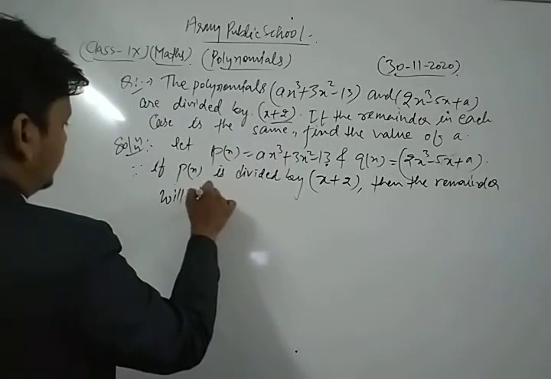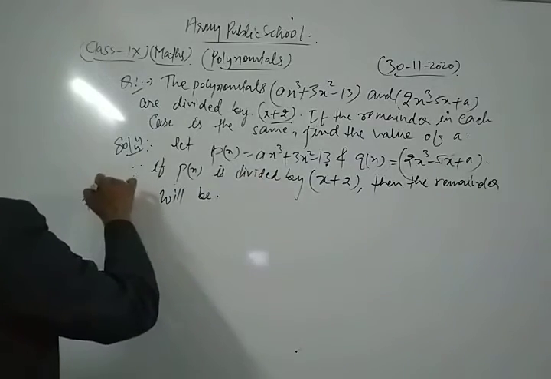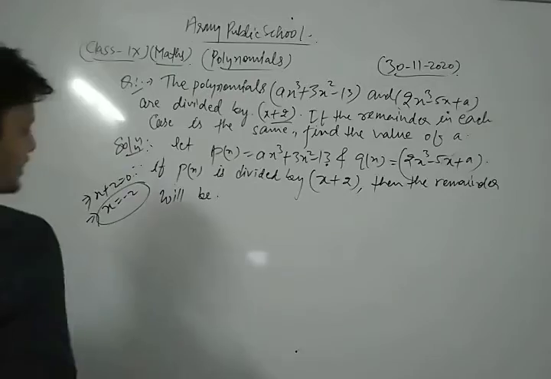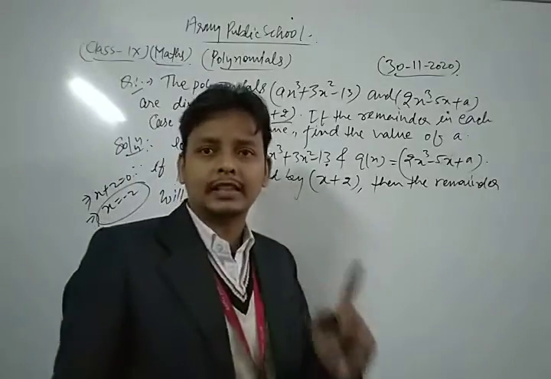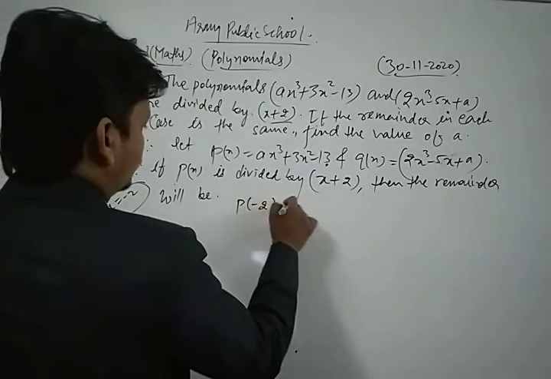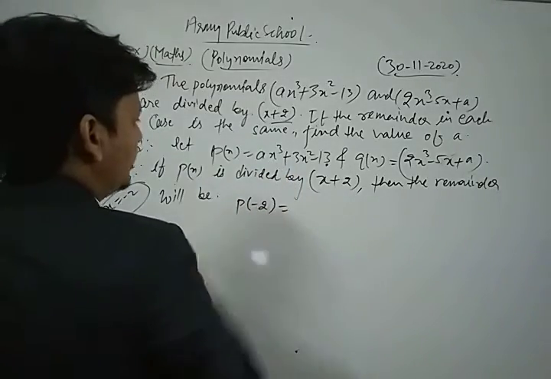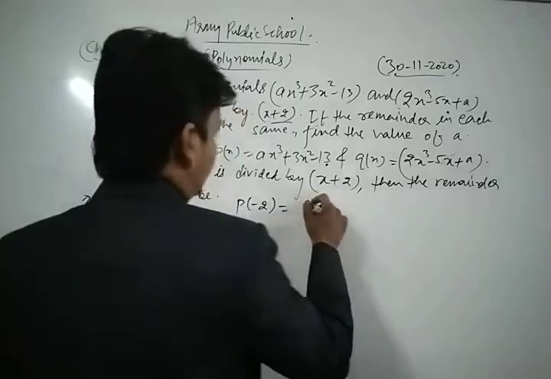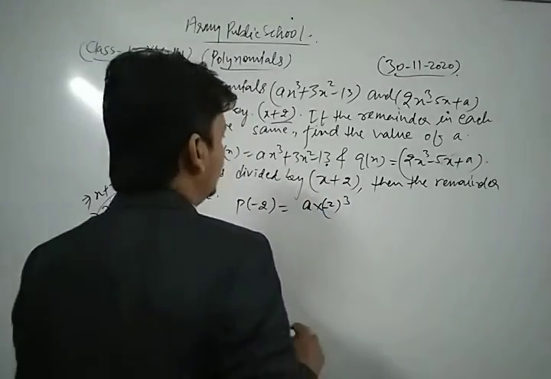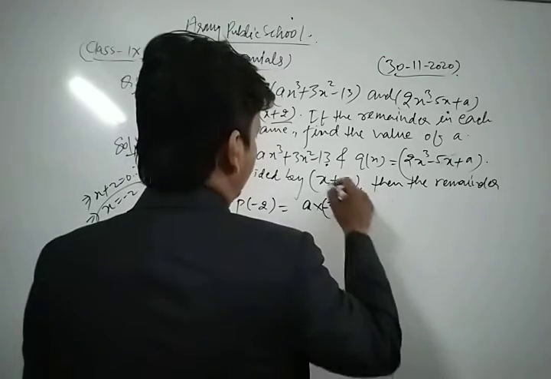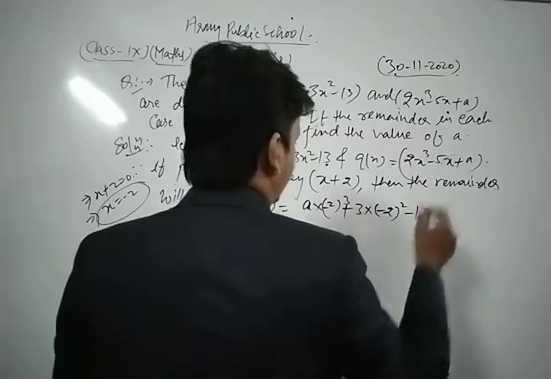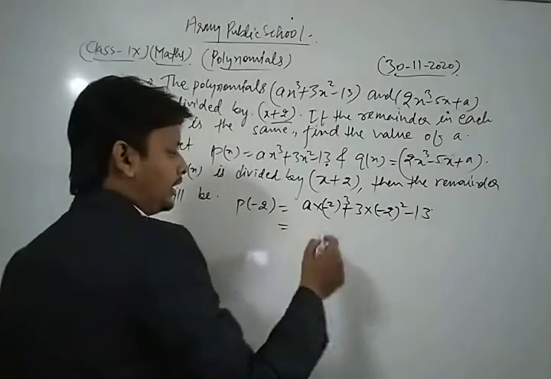we first take x plus 2 equal to 0, then we replace x by minus 2. So the remainder will be p of minus 2, and we replace x by minus 2. So we get a into minus 2 whole cube, plus 3 into minus 2 square, minus 13. Now we simplify them.